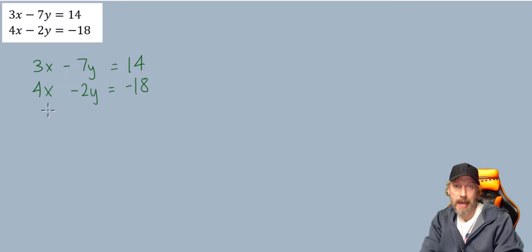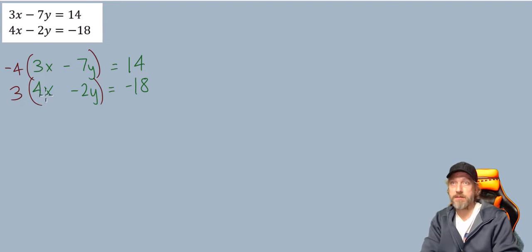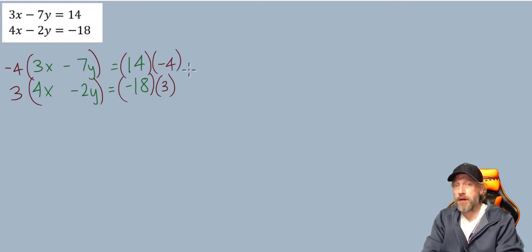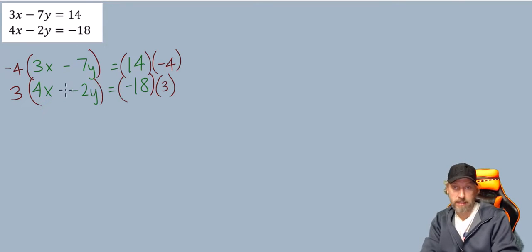To eliminate the x terms, I'll choose to multiply the top equation by negative 4 and the bottom equation by positive 3, so that both coefficients will be 12, but opposites. The top one negative 12, the bottom positive 12. Understand that if I multiplied the top one by positive 4 and the bottom one by negative 3, it would still work out just fine. I do want to make sure that I don't forget about multiplying the right side, those constants, by the same factor that we use on the left side to get the common multiple.